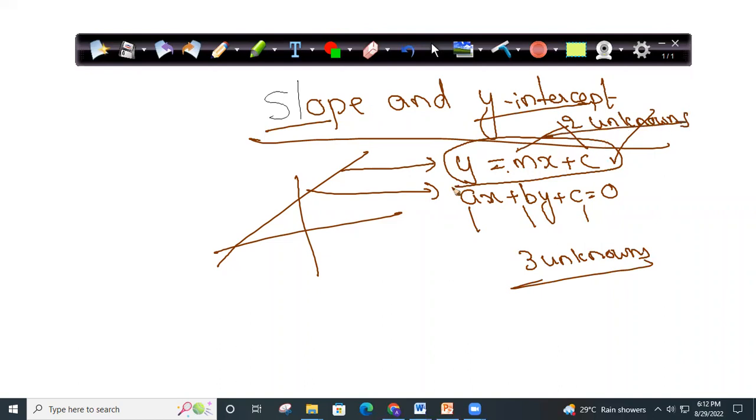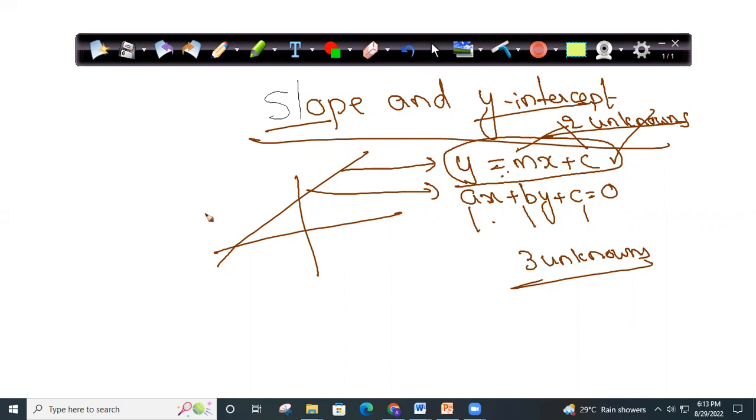So fewer unknowns is always preferable, right? If I give you two questions to solve or three questions to solve, which do you prefer? Two questions, because two unknowns are always better than three unknowns. So between these two forms, y is equal to mx plus c is the more preferable form. Why? Because I just have two unknowns. As simple as that. Very good.